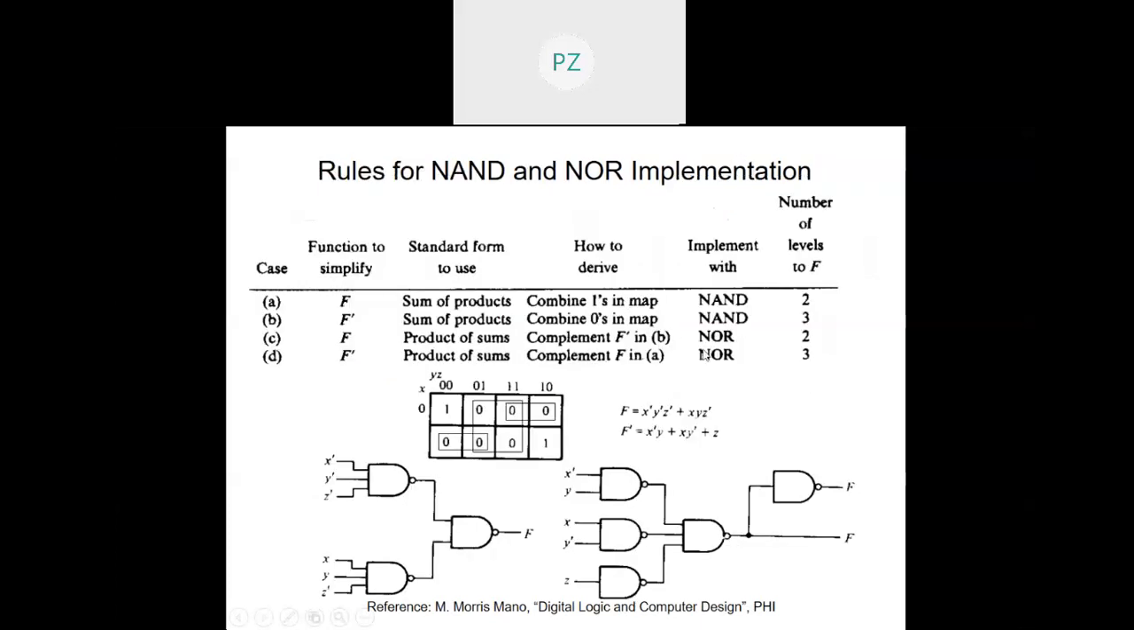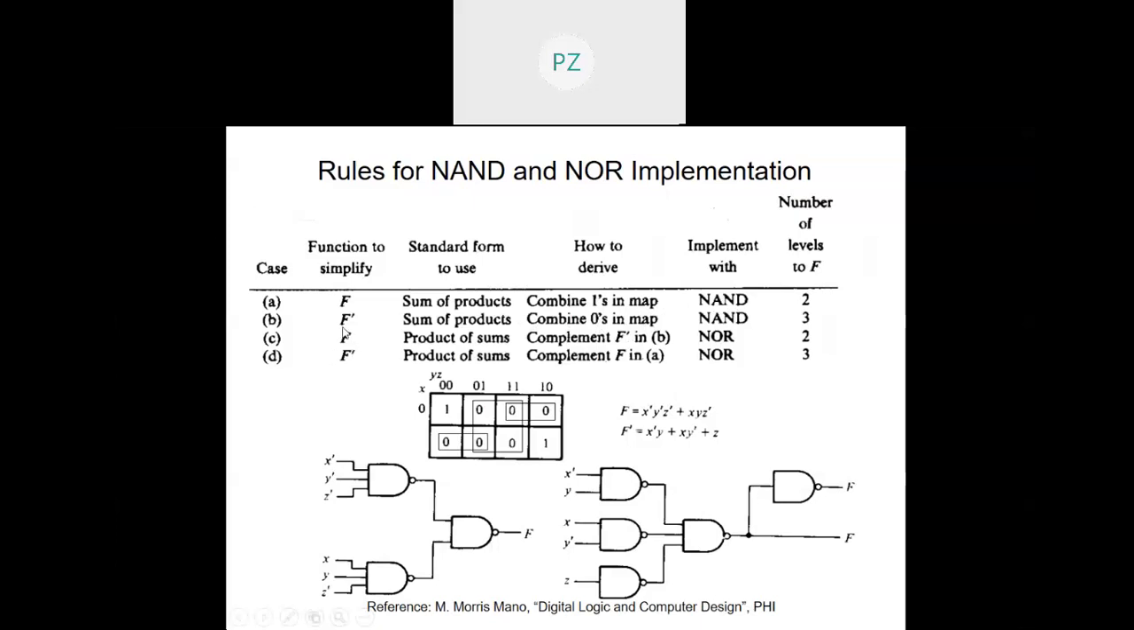So now let us look at the rules for NAND NAND or NOR NOR implementation. Case A: the function to simplify is f, and I have to get the sum of products form. So combine ones in the map. Sum of products, combine ones in the map. Implement with all NAND gates together. So I'll get two levels.